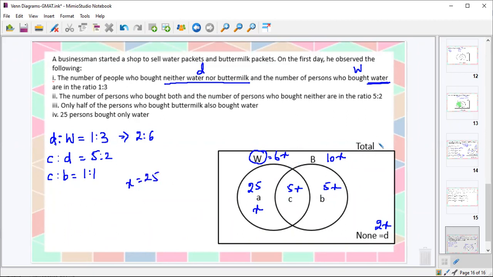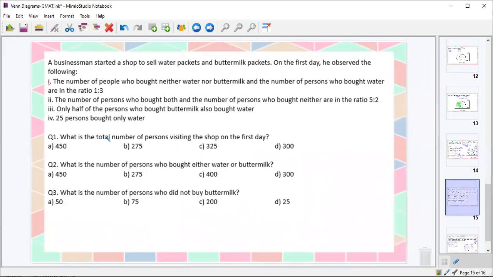Can I find the total now? The total is going to be 6 plus 5, 11, 11 plus 2, 13. So the total comes out to be 13x, or 13 into 25, which is nothing but 325. So the total is 325. Now let us look back at the questions. What is the total number of persons visiting the shop on the first day? I am referring to the total, which is 325.